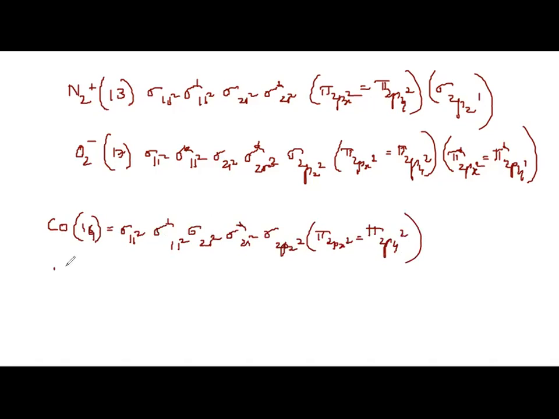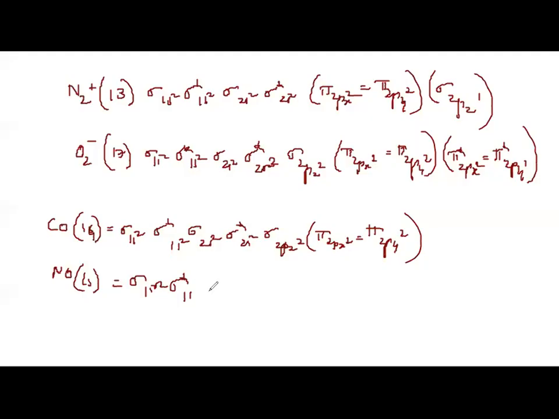Then we have NO. Nitrogen 7, oxygen 8, 15 electrons. So sigma 1s2, sigma star 1s2, sigma 2s2, sigma star 2s2, sigma 2pz2. NO means nitrogen 7, oxygen 8, 15 electrons, right? Okay.